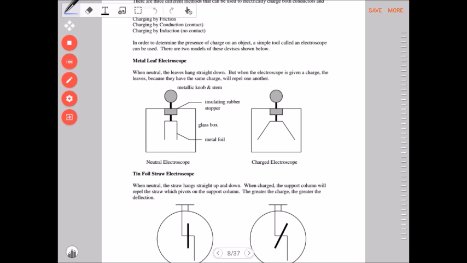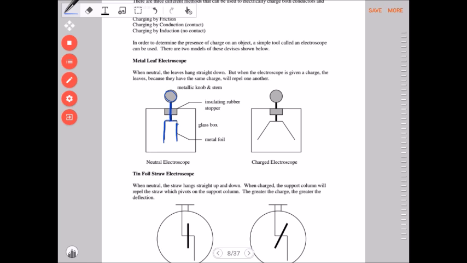Basically, when neutral, the leaves hang straight down. But when the electroscope is given a charge, the leaves, because they have the same charge, repel one another. First of all, you have this metallic knob and stem. So that's the knob part up here, the head, and this stem right here is metallic. And then you've got these super light leaves down here at the bottom. It's all metallic. They're all good conductors.